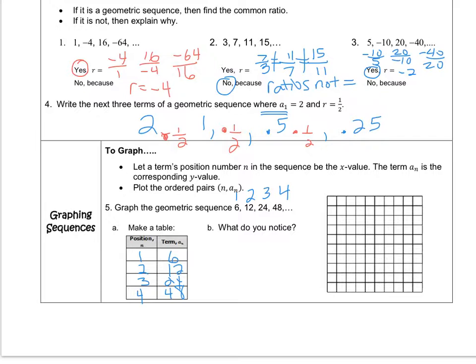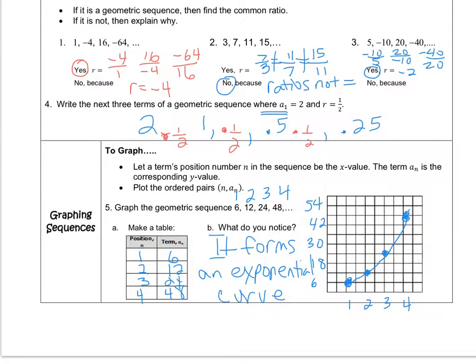So what I want you to do is number your y-axis going up by 6s, your x-axis going up by halves, and graph these 4 points, and then pause your video while you're doing it and check back for the final explanation. Okay, so when you graph this, what you'll notice, hopefully, if you graphed it correctly, is that this is forming an exponential curve. So our geometric sequences form exponential curves.